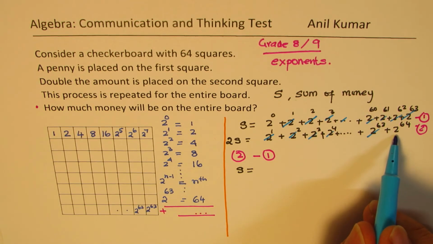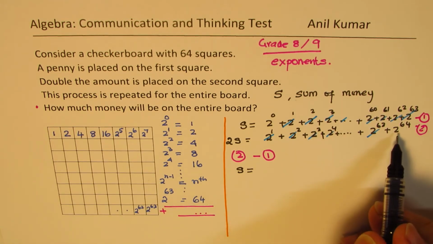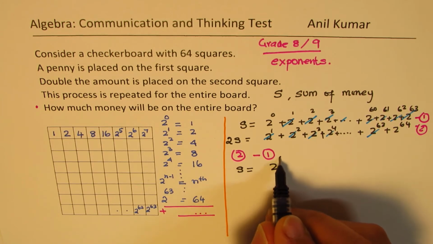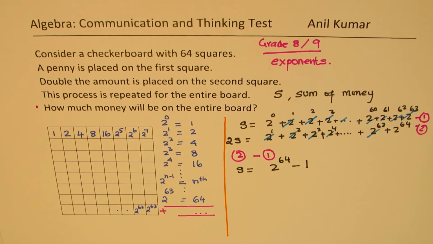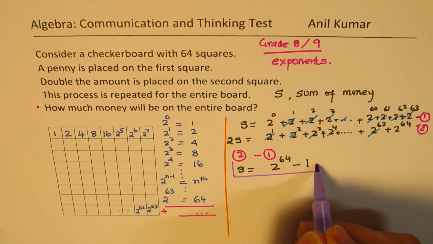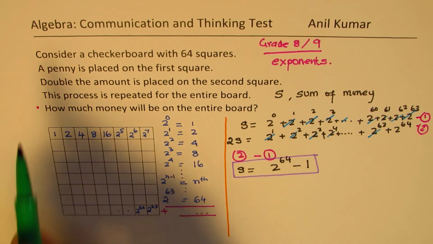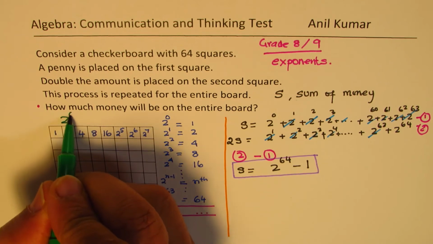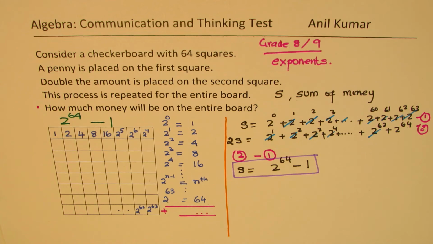At the end, we'll be left with 2 to the power of 64, right? So basically, we are left with 2 to the power of 64 minus 1. So S is equal to 2 to the power of 64 minus 1. Do you see that? So we get our answer. This is the total amount in exponential form. So how much money will be left? The answer is money, everything in green, will be 2 to the power of 64 minus 1. That's a huge amount of money, right? So that much of money will be left.